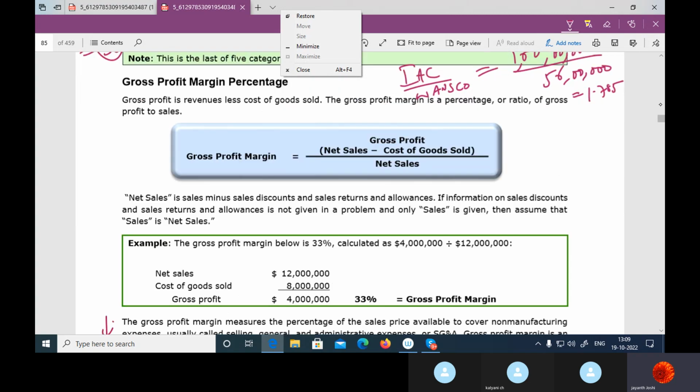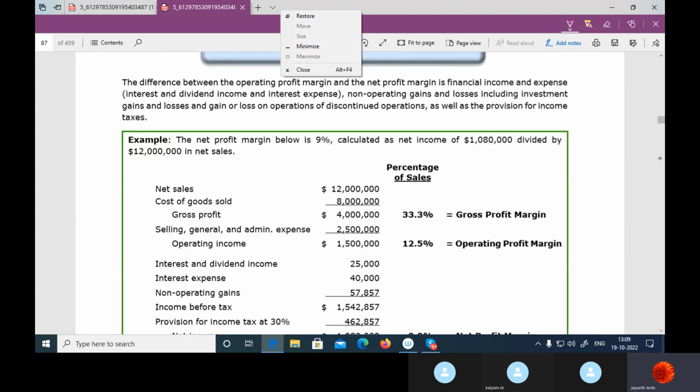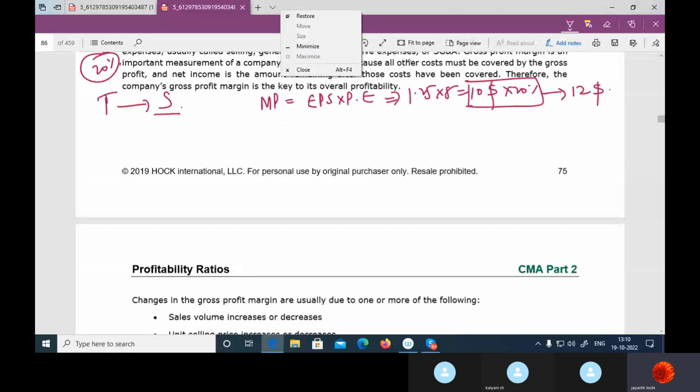Yes, sir. You can see here: Trot plans to offer sawmill shareholders a 20% premium over the market price of sawmill stock. So this is a particular type of merger. Now the next thing is we will try to find out the value of sawmill, because if Trot has to buy sawmill, first we should understand what the value of the sawmill company is, correct? Before this merger, the value of sawmill company would have been 1.6 million into $10 per share.